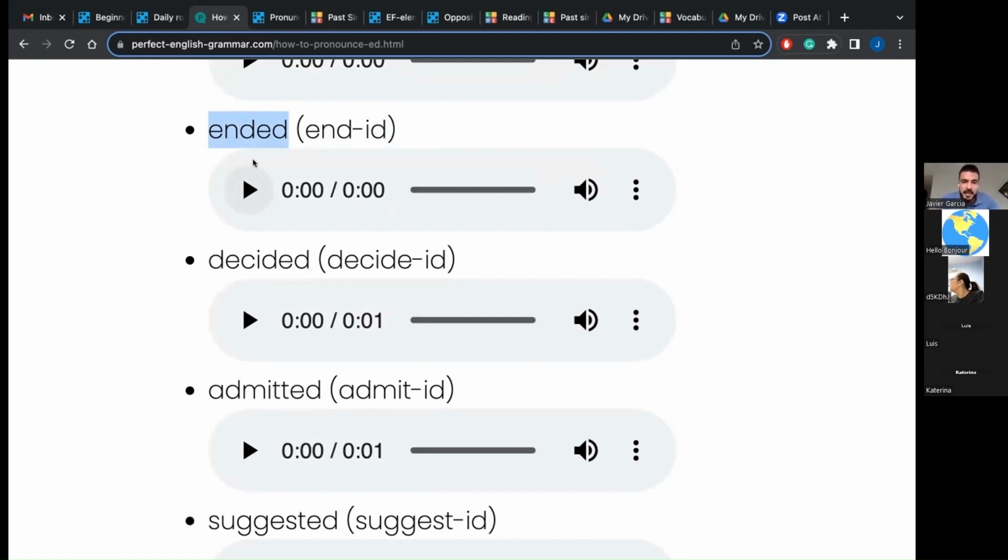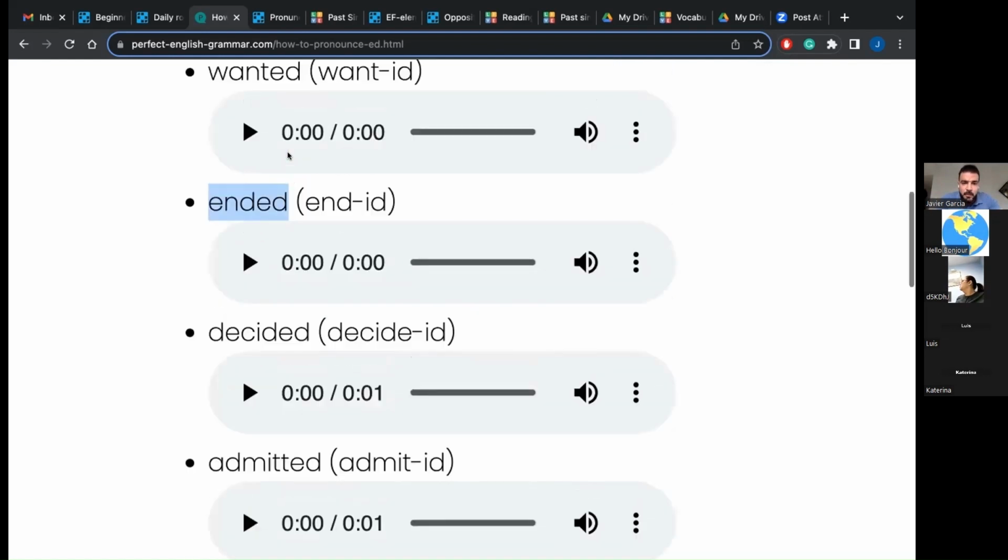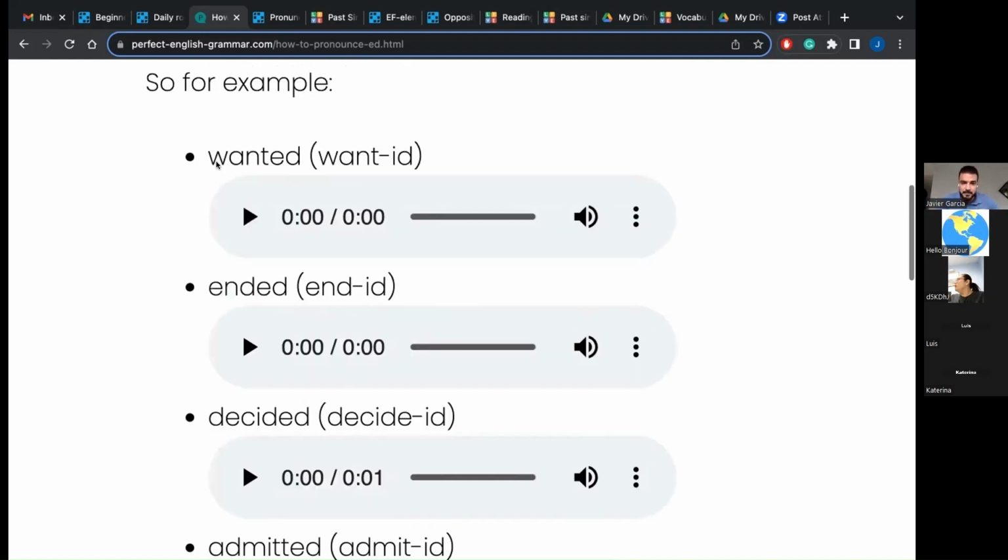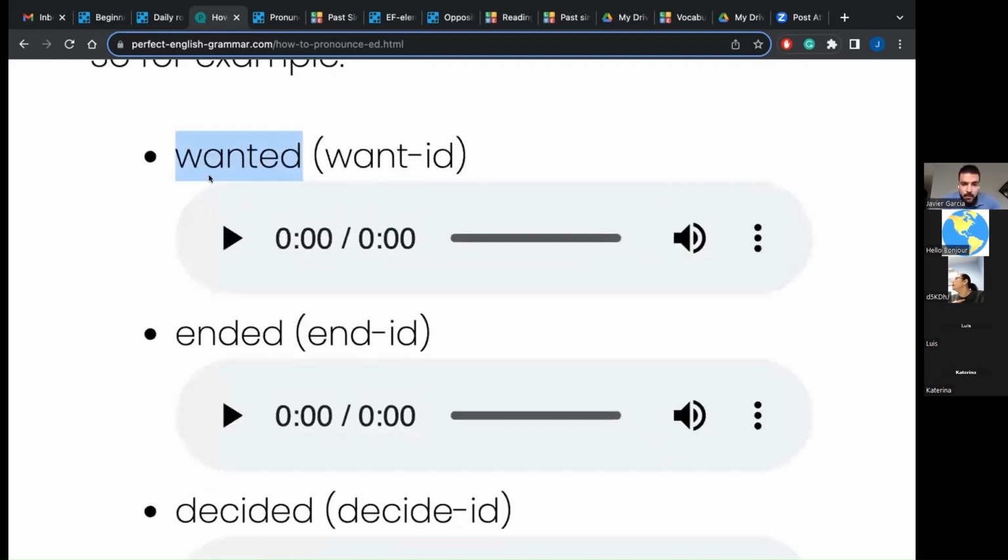So in this case, all of the ones, like I said, that have the sound of the D and the T at the end of the word will be pronounced with the ID. So as you can see here, wanted is written like this. This is the correct way of writing wanted, but it's pronounced like this, wanted.